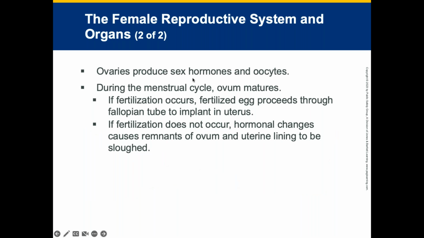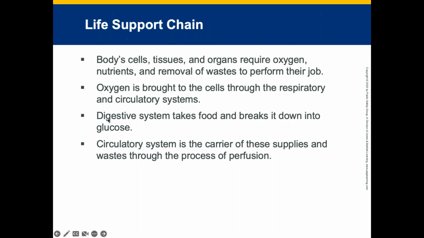Ovaries produce sex hormones and oocytes as well. During the menstrual cycle, the ovum matures and fertilization occurs. The fertilized egg proceeds through the fallopian tube and implants in the uterus. The thing is, any female of childbearing age that has significant abdominal pain could potentially have a fallopian tube implantation, or an ectopic pregnancy. Again, I'm not going to cover this in detail because we're going to cover more of this during OBGYN.